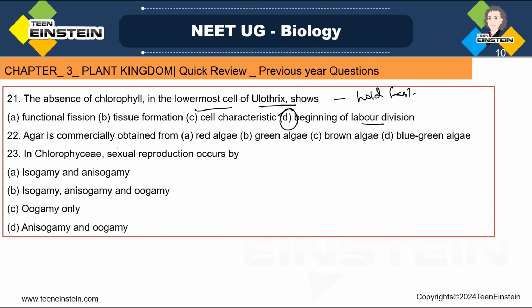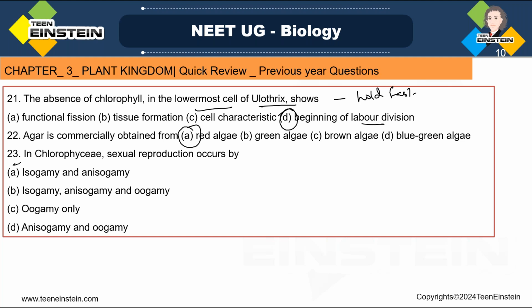Next, question number 22. Agar is commercially obtained from red algae, green algae, brown algae, or blue-green algae? The answer is red algae. Agar is obtained from several members of red algae, like Gracilaria, Gelidium, and Chondrus. All these are members of red algae which give agar. This agar is mainly used for growing microorganisms.